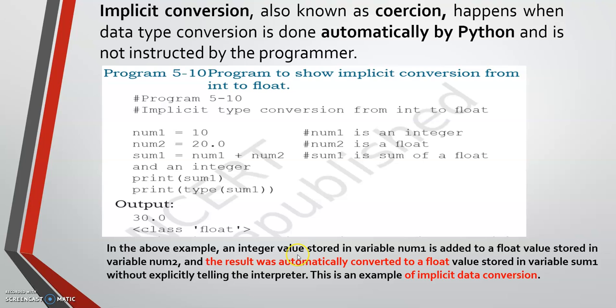In the above example, an integer value stored in variable num1 is added to a float value stored in variable num2, and the result was automatically converted to a float value stored in variable sum1 without explicitly telling the interpreter. Okay, so this value here 10 was automatically converted into a float value 10.0 and the result is 30.0. Okay, it was not told by the programmer to be converted. Now this is what implicit data conversion simply refers to, that the Python interpreter automatically converts the value.